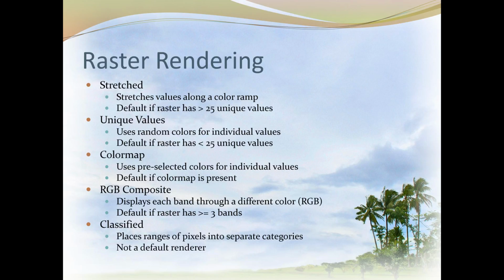For the classified. Okay. So for the classified, it places ranges of pixels into separate categories, not a default renderer. I think for ArcGIS Pro, it is a default renderer. Last time we went to classified, we chose the classification from 10 to 5, and then we renamed it. Okay.